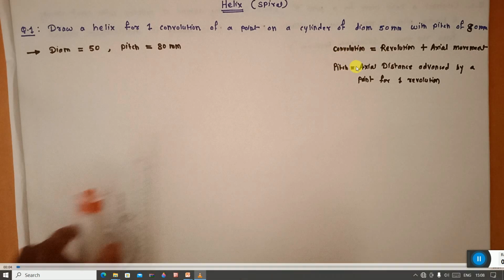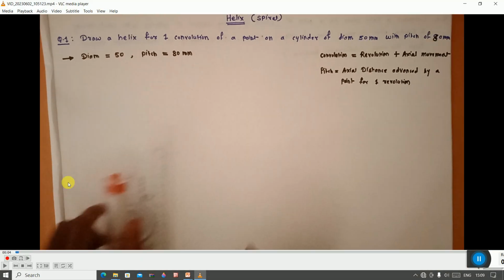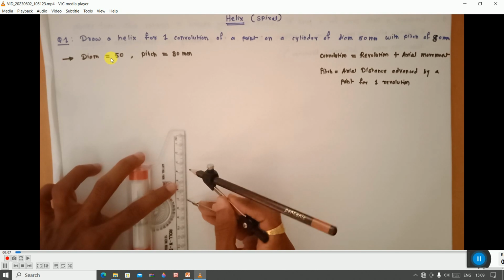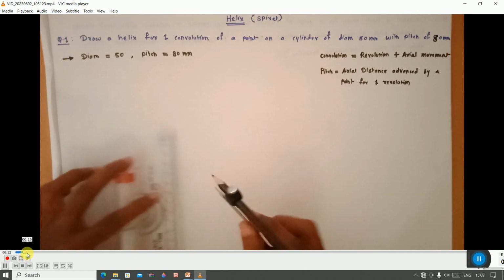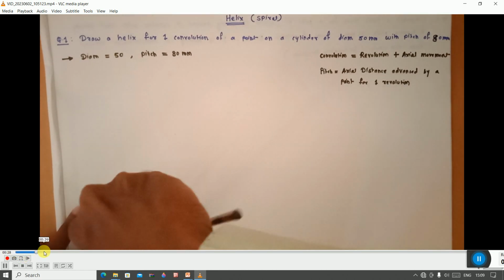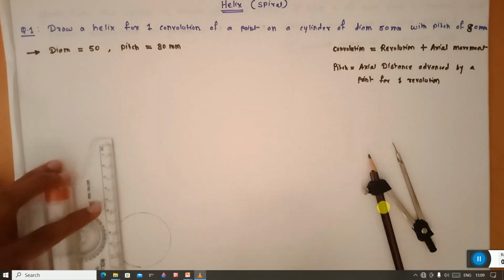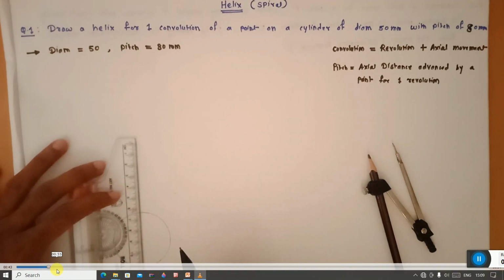So for the convolution, the pitch is given, so it is the axial distance traveled. The axial distance advanced by a point for one revolution is called a pitch. So that is equal to 80 mm. Okay. Now to draw the helix curve, the first step is to draw the circle which is the top view of the cylinder with the given diameter. Next, divide this circle into 12 equal parts.